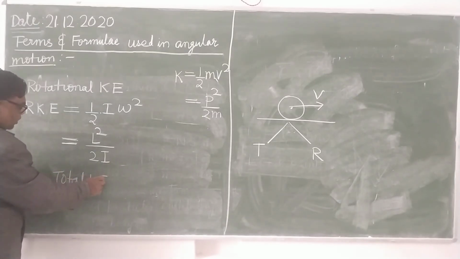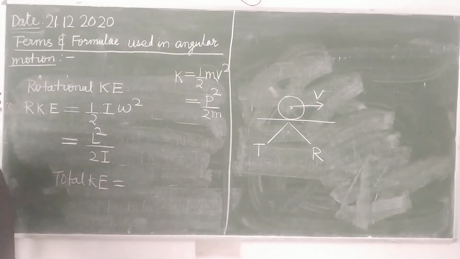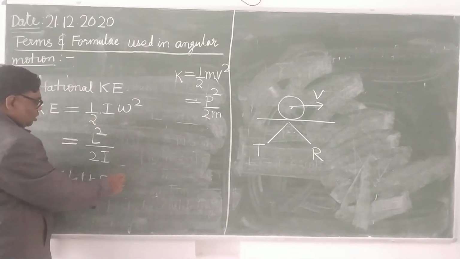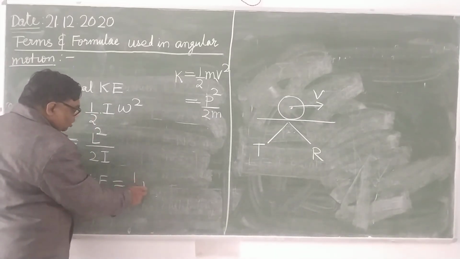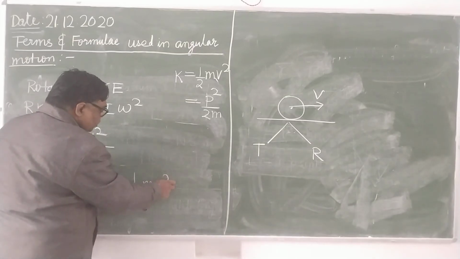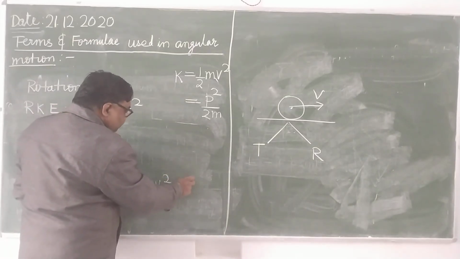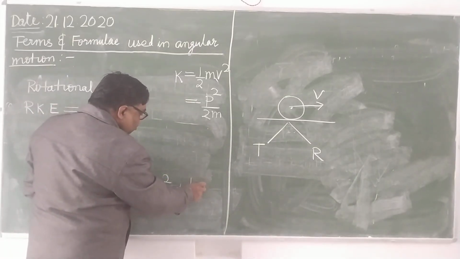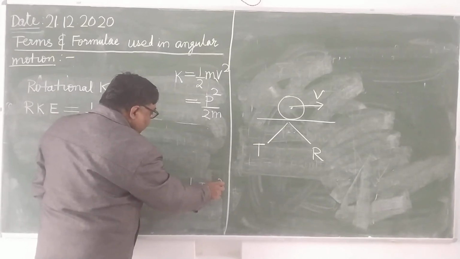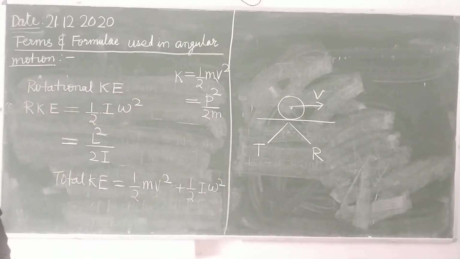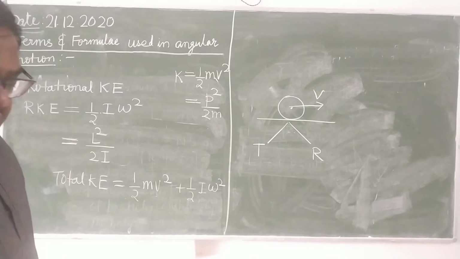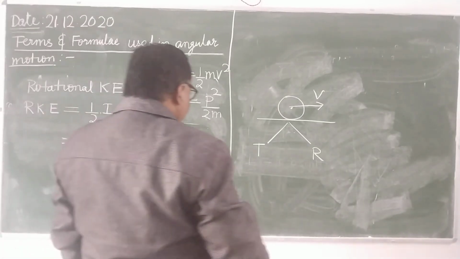Total kinetic energy of that body equals the kinetic energy due to the linear motion, 1 upon 2 m v square, plus the kinetic energy due to the rotational motion, that is 1 upon 2 I omega square. It is clear? Now there is one more formula.